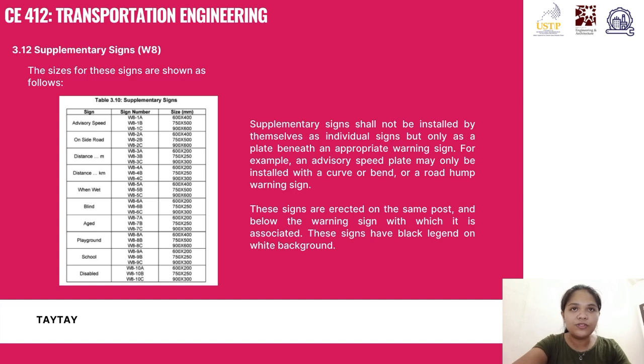Now let's move on to supplementary signs marked as W8. These signs cannot be installed alone. They're only used below warning signs to provide additional information such as speed limits, distances, or specific conditions. Notice that they all use black text on a white background and must be mounted on the same post as the main sign. So we can see here in the table the different supplementary signs, which we will discuss in the following slides together with their sign numbers and sizes.